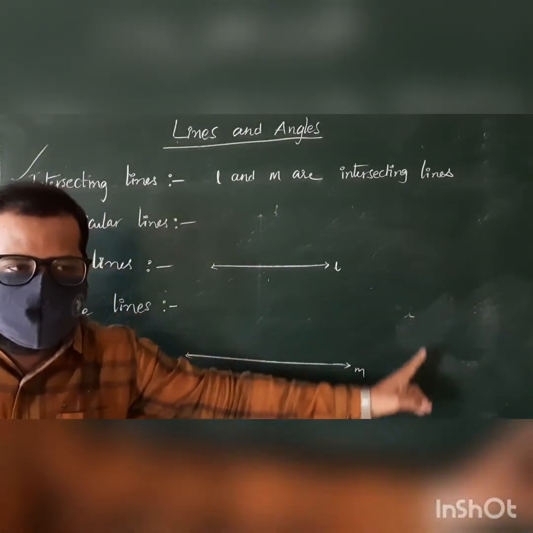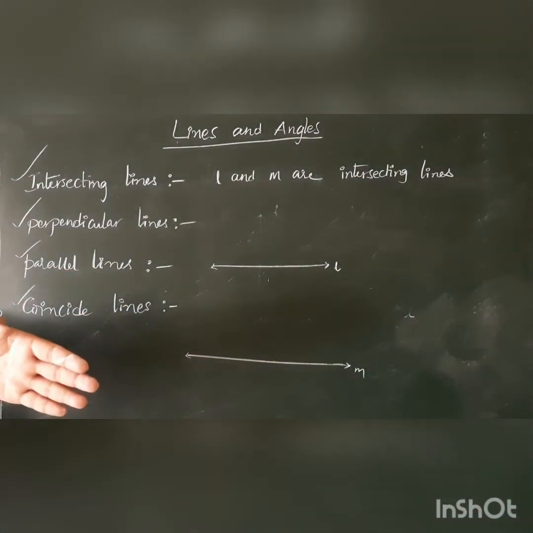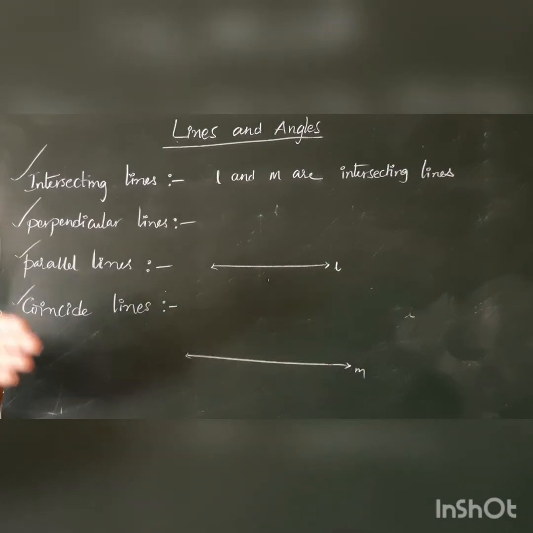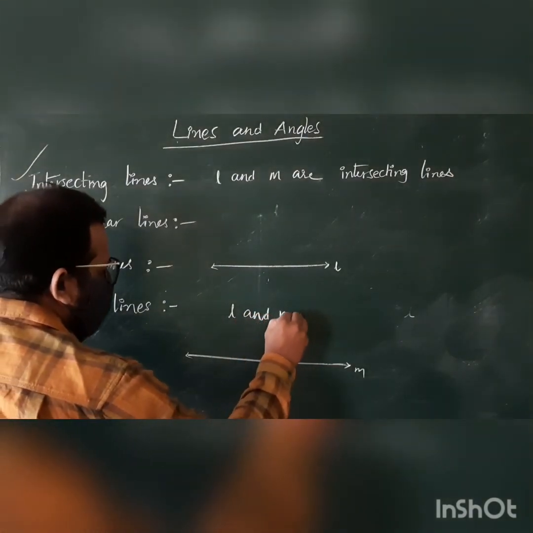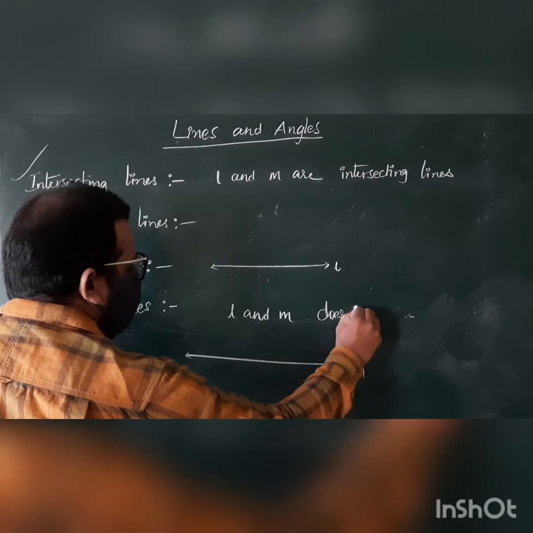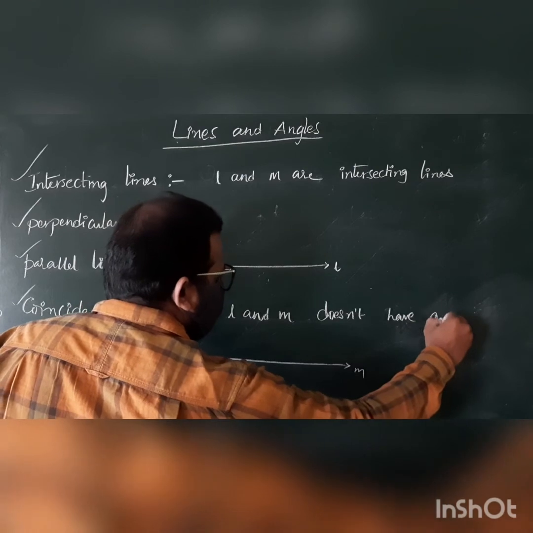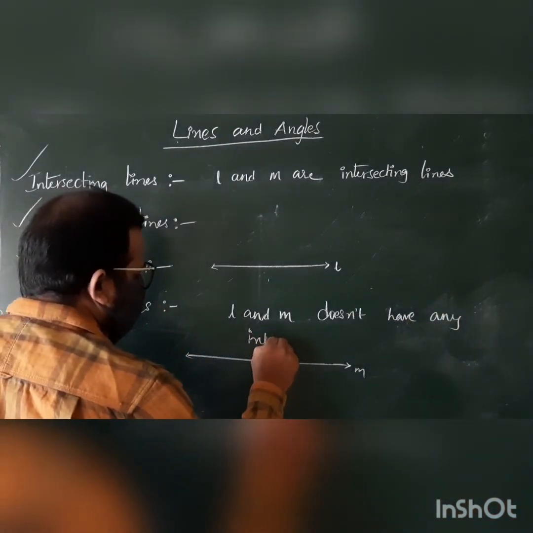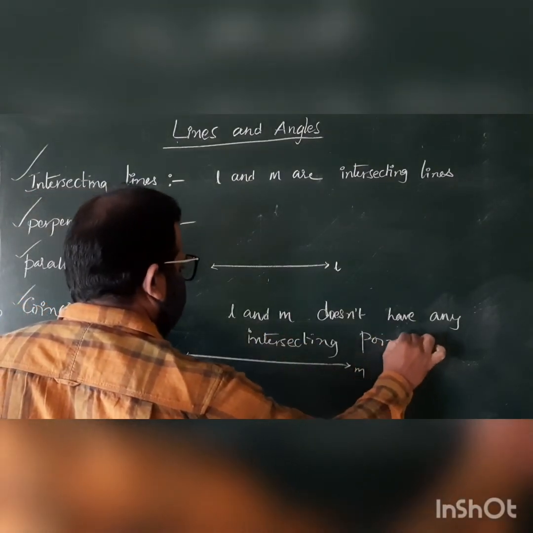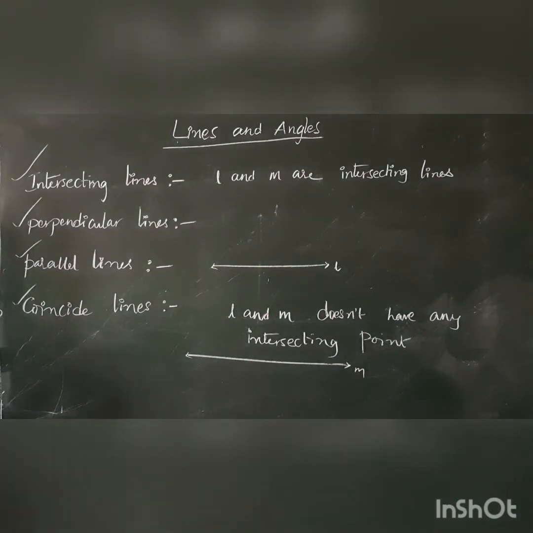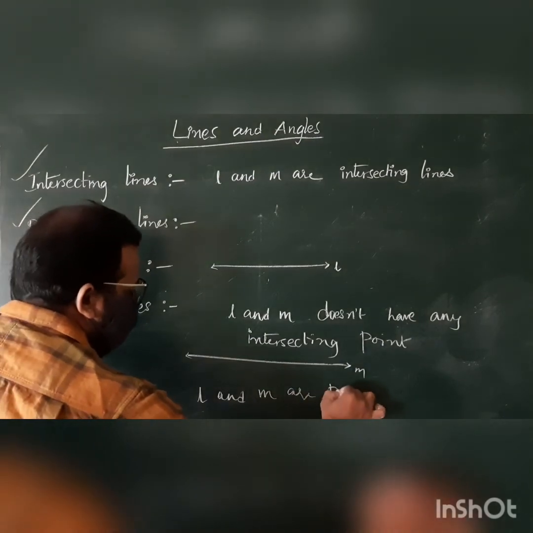If you see, this line extended in that side and this line extended in this side, can I say these two lines intersect? Will they touch at any point? No, they will not touch. They will go in that way only. So that means there will not be any intersecting point. So these L and M don't have any intersecting point. So we can say that L and M are parallel lines.